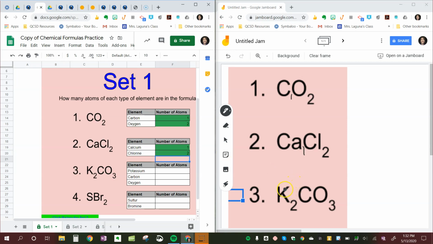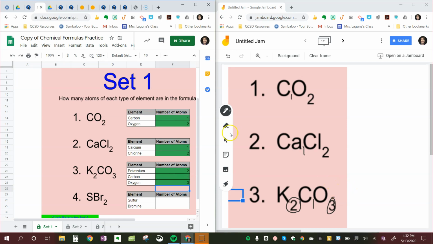In this one, we have 3 different elements: potassium, carbon, and oxygen. Potassium has a subscript 2. Carbon doesn't have a subscript, so you can feel free to write in a 1. And then oxygen has a subscript of 3. So that means potassium, there are 2. Carbon, there is 1. And oxygen, there is 3.